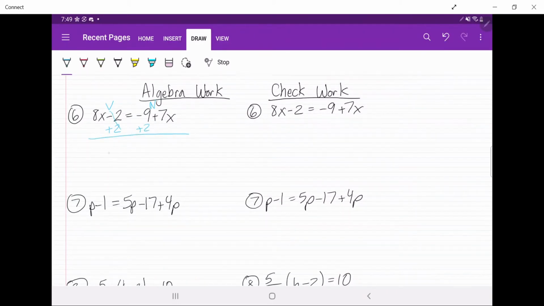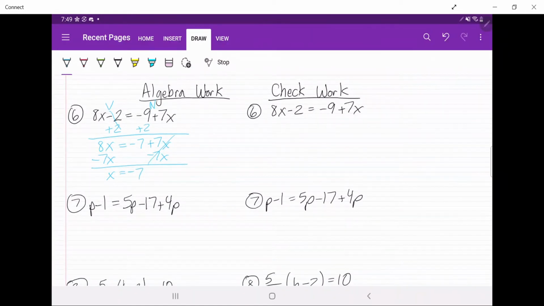Once we add 2 to both sides, we have a simplified equation of 8x equals negative 9 plus 2, which is negative 7, plus 7x. Now we only want numbers on the right-hand side, so we need to do the inverse operation of add 7x, which is subtract 7x to both sides. 8x minus 7x is equal to a single x, which equals negative 7.